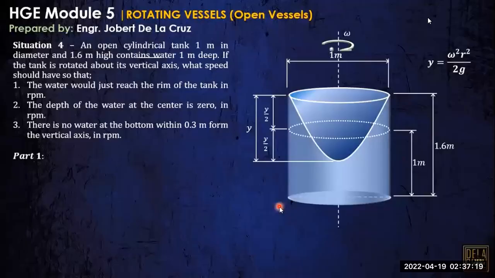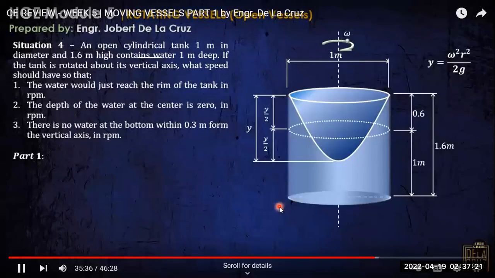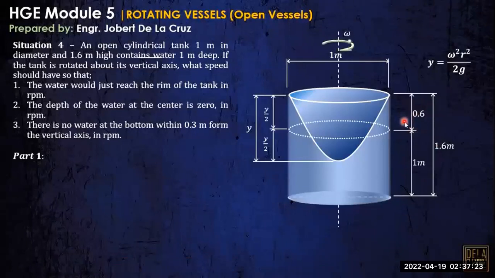This one, 0.6. Okay? That is 1.6 minus 1. Therefore, we can solve our y here. That is y over 2 is equals to 0.6. Then, we can just say that y is equals to twice of 0.6. Now, this total y. So, we have the value of y as 1.2 meters.